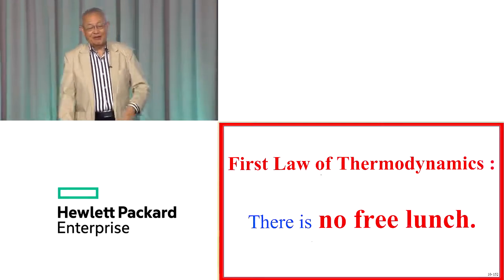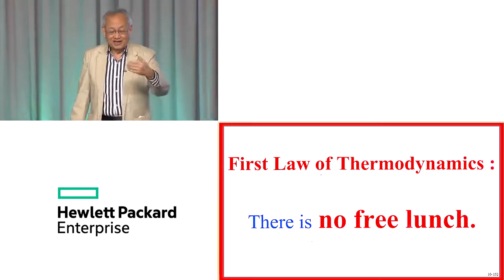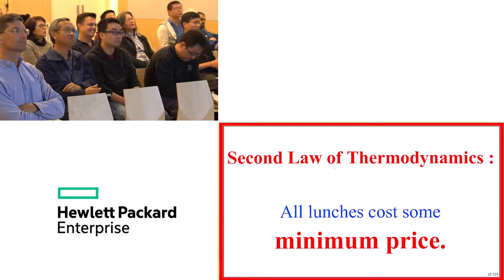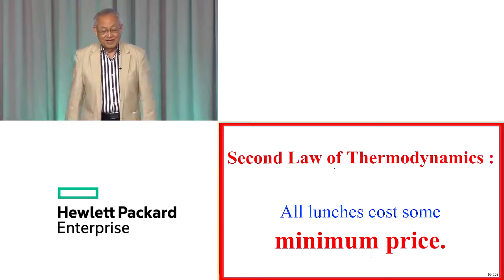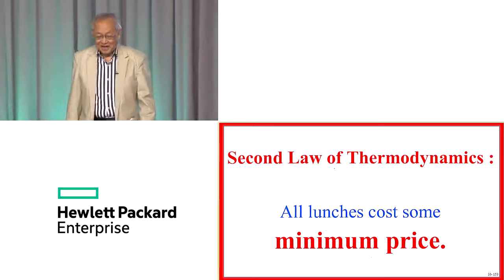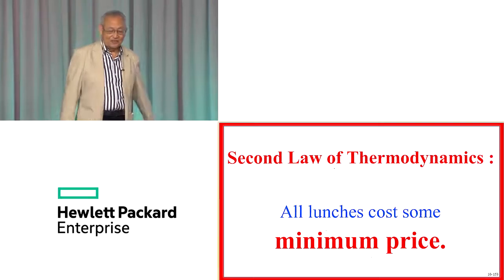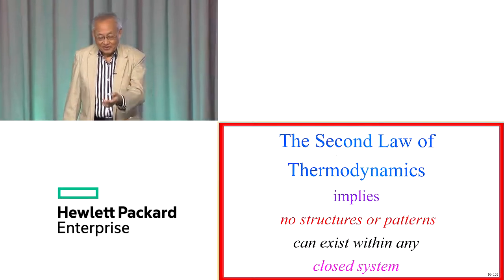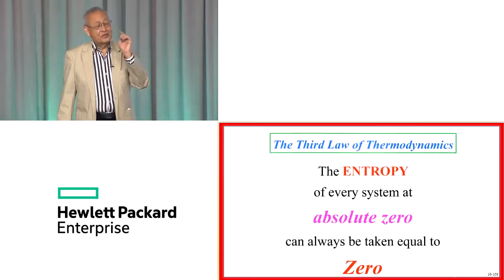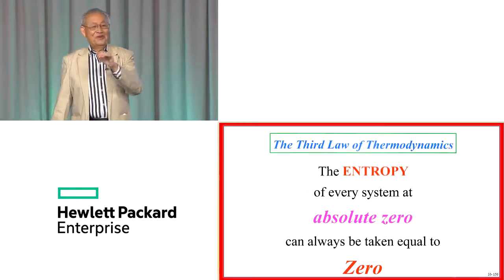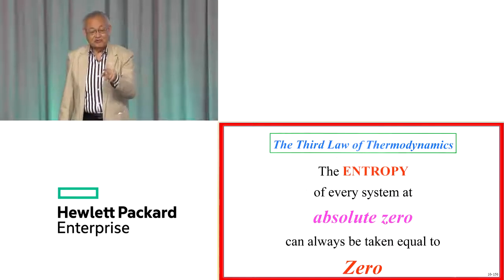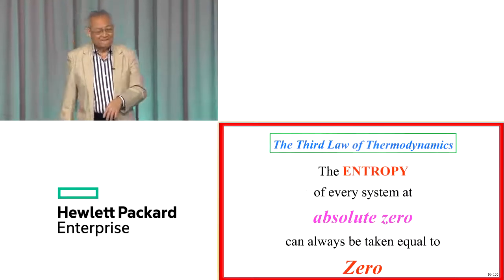Okay? All right, now let me go back to something fundamental. Everybody knows about the first law of thermodynamics, and I have a simple way of remembering it for school-age children. The first law simply says there is no free lunch. I think you all agree. The second law of thermodynamics, I also have a statement: all lunch costs some minimum price. The correct statement, of course, is that the entropy of any closed system increases with time. That's the technical statement. And the second law, unfortunately, implies that no structure or pattern can exist within any closed system. Then there is a third law. How many of you know a third law? You have to be a chemist of some sort, but there is a third law. And the third law says the entropy of every system at absolute zero can always be taken to be zero. It's an interesting statement.